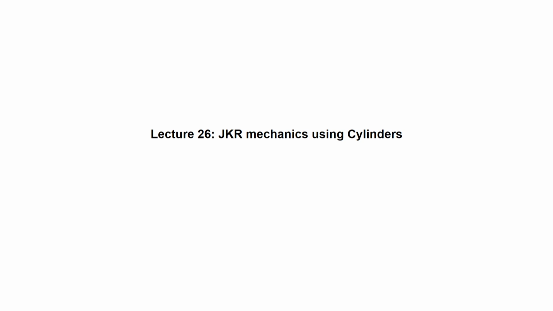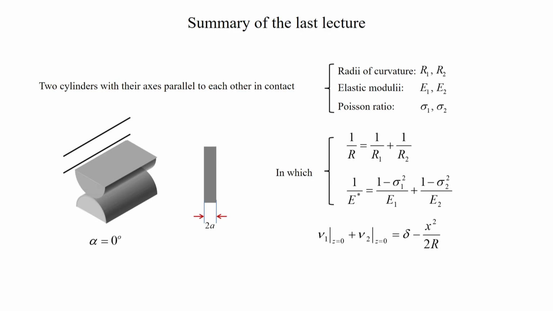We are on lecture 26 today and we are discussing JKR contact mechanics experiments using cylinders. In essence, we have two cylinders with their axes parallel to each other, and we bring them in contact. The cylinders have these properties: radius of curvature, elastic modulus and Poisson ratio, and we have this relative radius of curvature that we defined in the last few lectures.